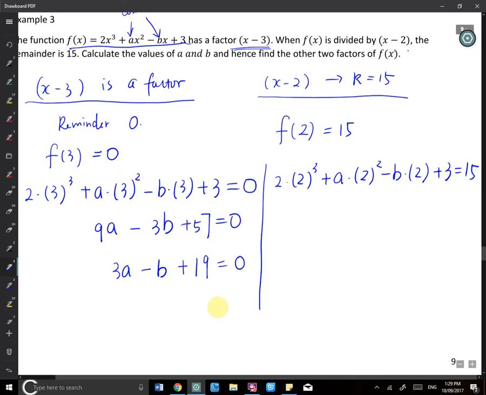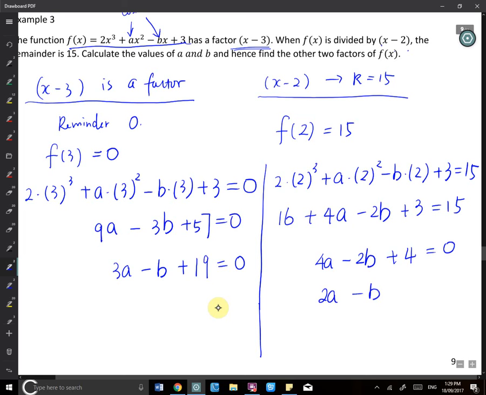And this side, 2 times 2, 4. 4 times 4 is 16. Plus 4a minus 2b plus 3 equals 15. Okay, that's 4a minus 2b. Okay, 15 move to that side, you have a 1. And then plus that 3, you have a 4, and equals 0. Divide by 2: 2a minus b plus 2 equals 0.